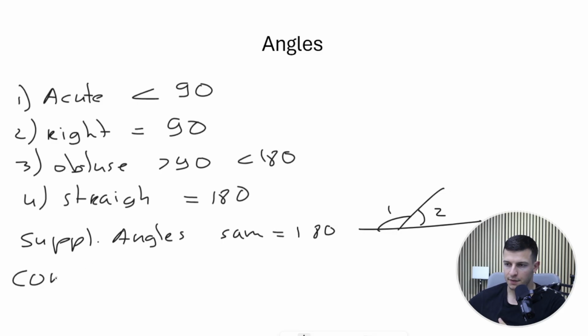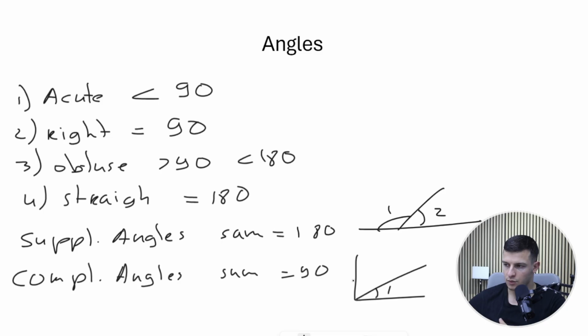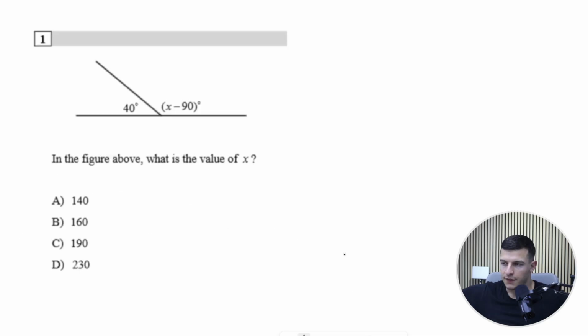Now, what are complementary angles? These angles should add up to 90 degrees. Think of it this way. This is a 90-degree angle. If I draw a line, this is 1, this is 2. 1 and 2 add up to what? 90 degrees.